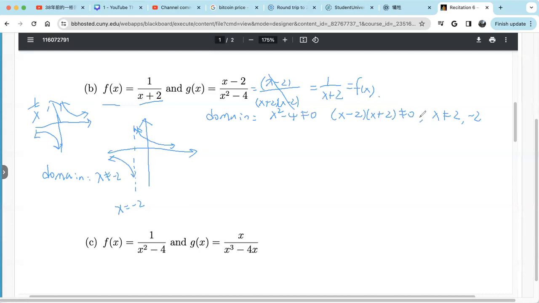But the domain is different. The domain for the second one is that 2 and -2 are not in the domain. The domain for the first one is only that -2 is not in the domain. So now let's graph this.